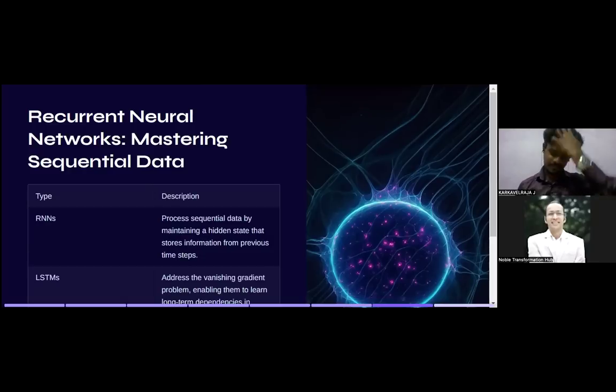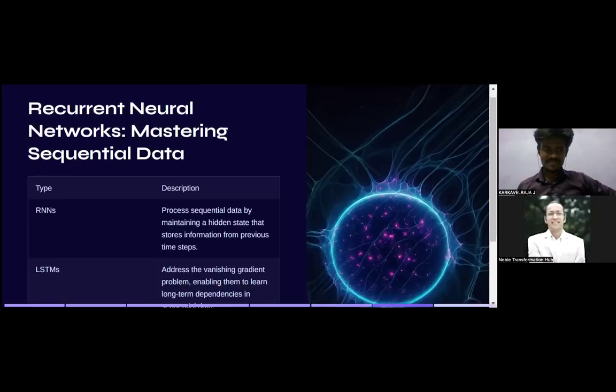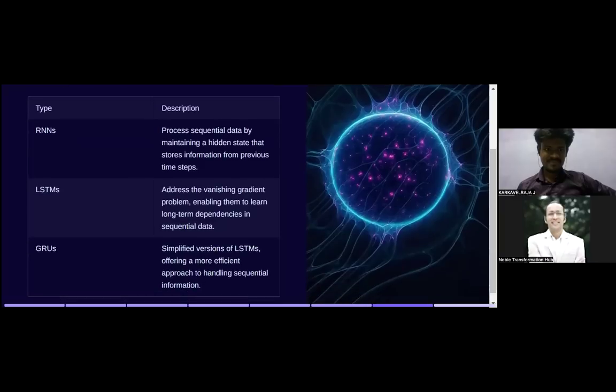RNN, you call it recurrent neural network. So, mastering sequential data. RNN processes sequential data by maintaining a hidden state that stores information from previous time steps.